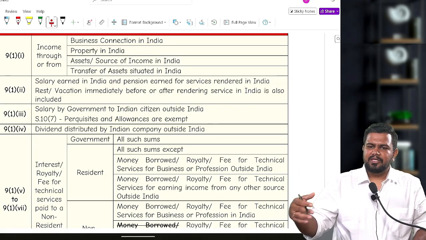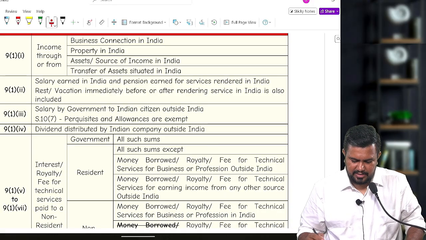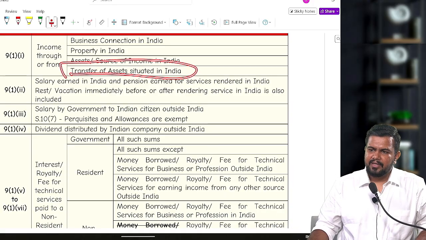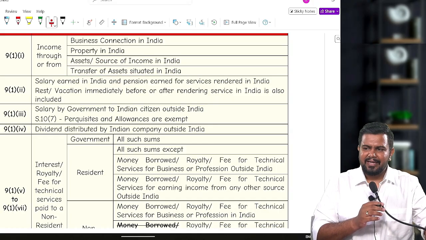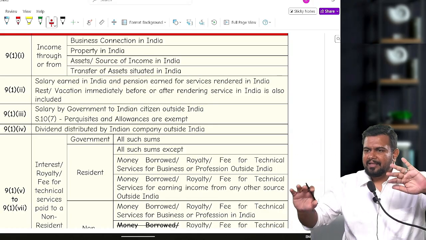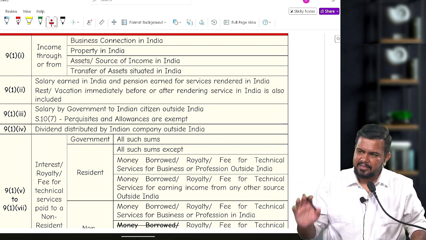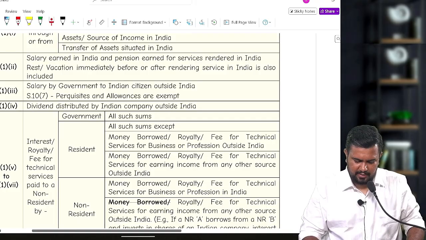So whatever production income you are getting from the production, it is Indian income, deemed to accrue or arise in India. Transfer of assets situated in India. In India, if you are having any land or building, plant, machinery, furniture, whatever it may be, any asset in India, that if you are transferring to some other person and earning capital gain, that is deemed to accrue or arise in India.